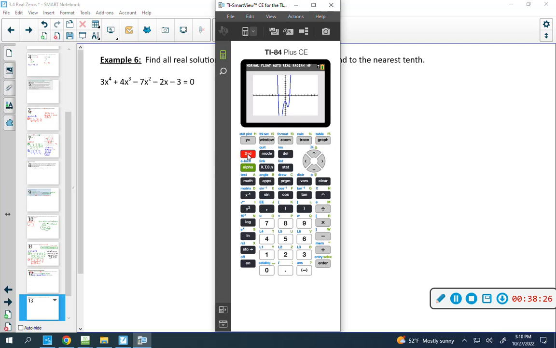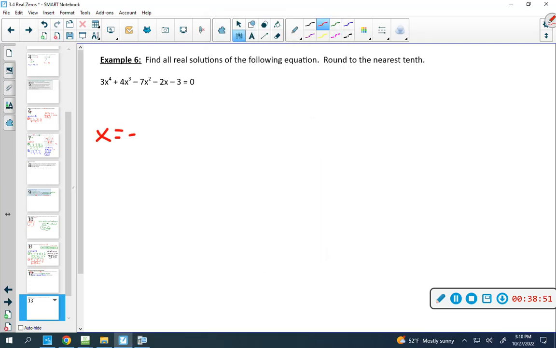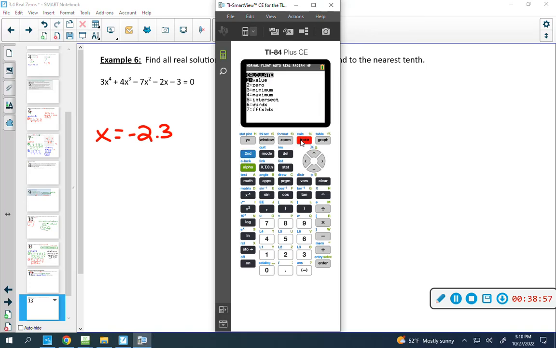So I'm going to do my second trace, my number 2. I'm going to left arrow over till it's close to the point. Come on, cursor. He's off the screen. He's coming back. There he is. Too far. Too far. Yeah, he's got a big jump there. Enter. Scroll below the x-axis. Hit enter. Nobody wants to guess. Round to the 10th. I'm going to go negative 2.3 on that one. And then you're going to do the same process and find the right one. I'm just going to save you. The right one's about 1.3.